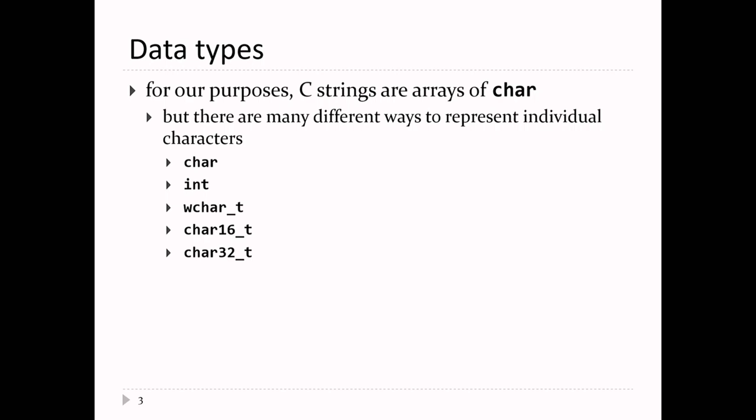But the C standard does say that you can represent characters in different ways. So strings can have different representations. They could be arrays of char. They could be arrays of int. There's this type called wchar, which is wide characters. There's char16 and char32, so 16-bit characters and 32-bit characters. Which one you choose to use is up to you. As far as we're concerned, though, strings are just an array of char.